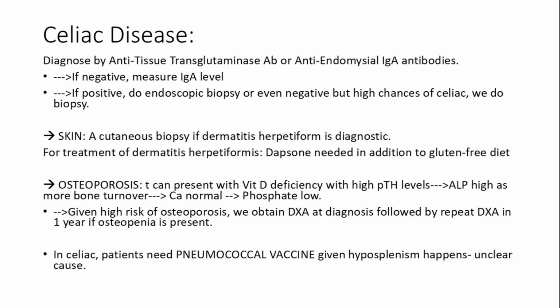Celiac disease is an autoimmune condition triggered by gluten, leading to damage of the small intestinal mucosa. Diagnosis begins with serologic testing, specifically looking for anti-tissue transglutaminase IgA antibodies or anti-endomysial IgA antibodies. If these serologies are negative, it's important to measure total IgA levels, since IgA deficiency is common in celiac disease and may lead to false negative results.